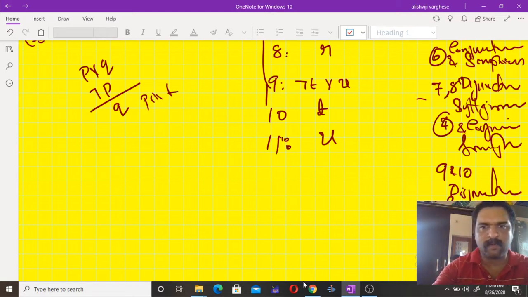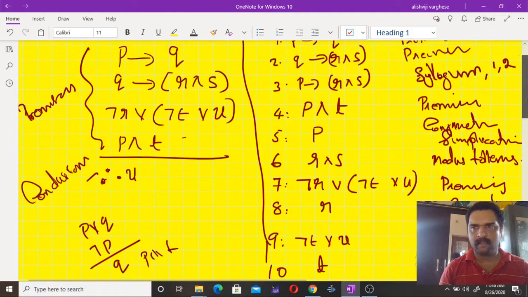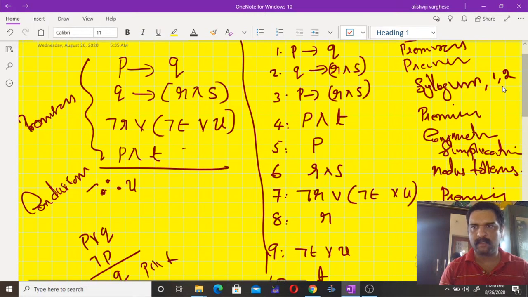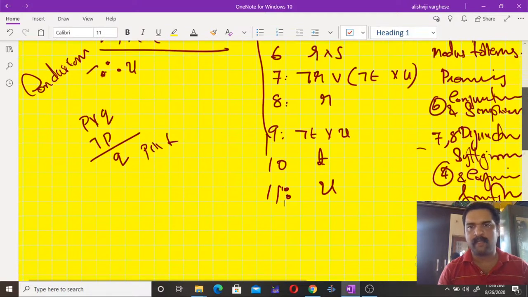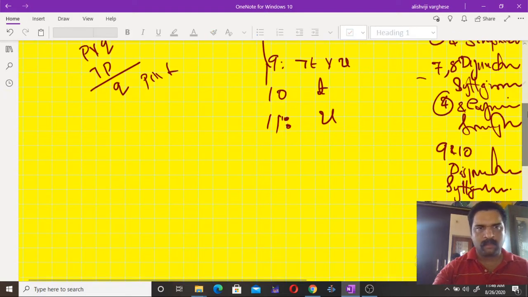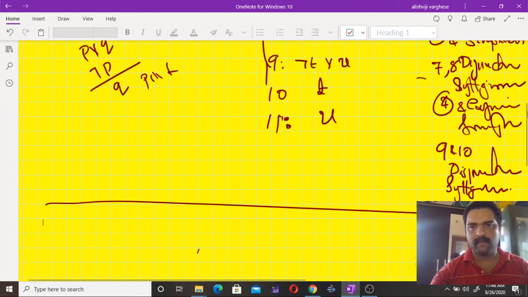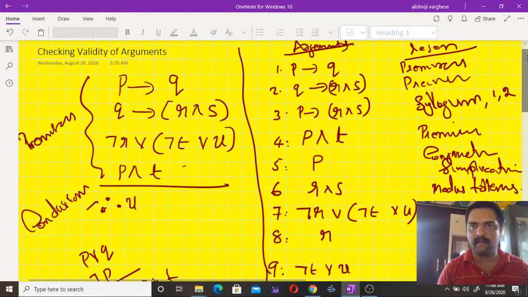So we start with our premises, and through a step-by-step procedure, we arrive at the conclusion that U is true. We use our premises and a number of valid arguments, and we arrive at the conclusion that U is true. So the given argument is a valid argument. This is the method by which we check the validity of an argument.